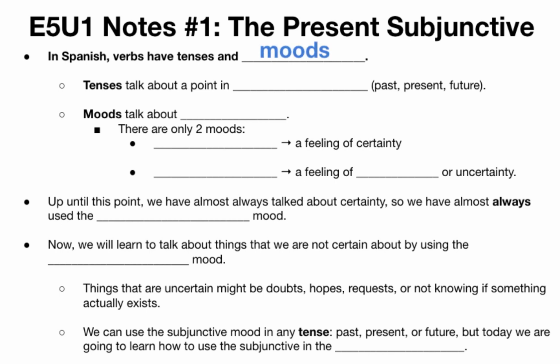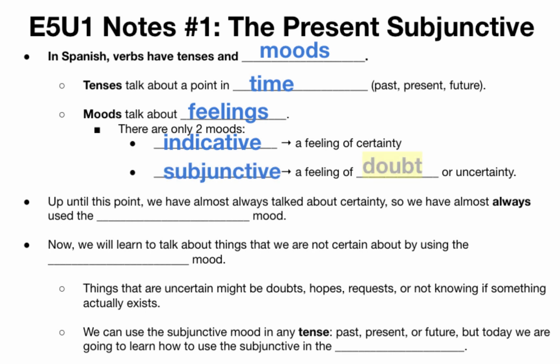Now we know that tenses talk about a point in time, like the past, present, or future tense, and moods actually talk about feelings. Now there are only two moods. There's one that talks about certainty, this first one, and that is what we call the indicative. Then there is a mood called the subjunctive, which talks about doubt or uncertainty.